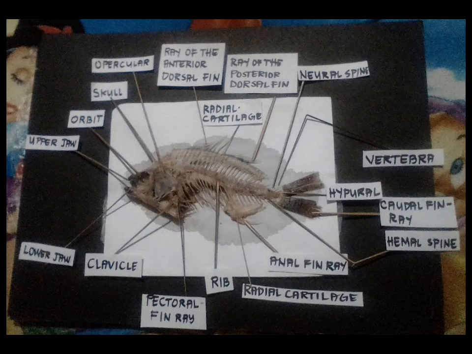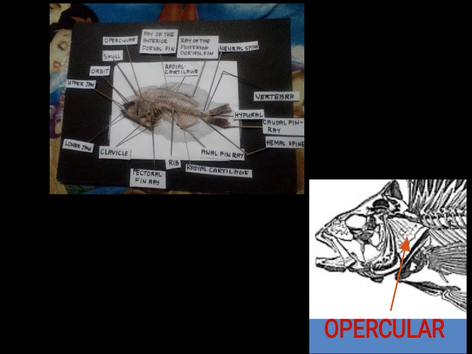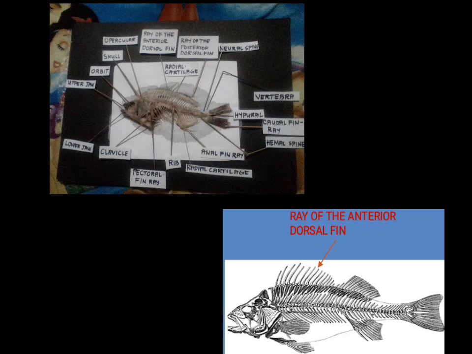I will present the skeleton of a fish and the different parts of the skeleton of tilapia. A fish is a finned vertebrate animal with skin covered with scales. It lives in water and is usually oviparous. Then, the opercular is a pair of bony plates covering the gill's opening.